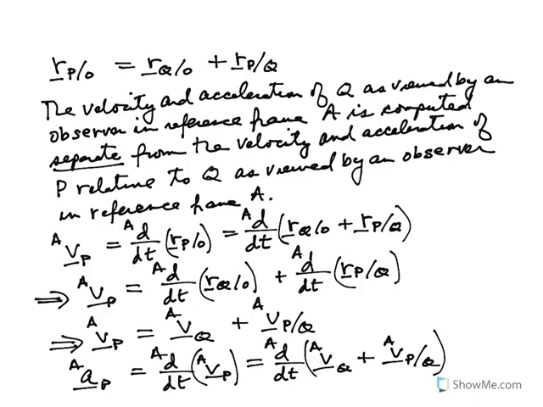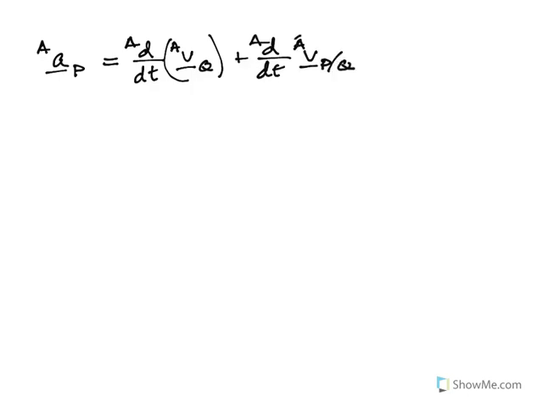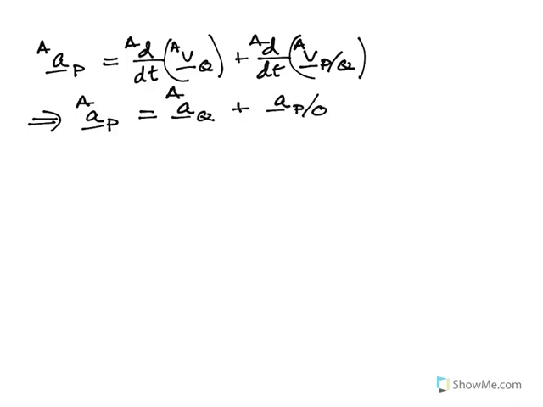And if we just go through the formal process of finishing this, we get the acceleration of point P in A is equal to the acceleration of point Q in A plus the acceleration of P relative to Q in A. If you want to take one more step, just to be clear, this becomes d/dt in A of the velocity of Q in A plus d/dt in A of the velocity of P relative to Q in A, which then gives that the acceleration of P in A is equal to the acceleration of Q in A plus the acceleration of P relative to Q in A.